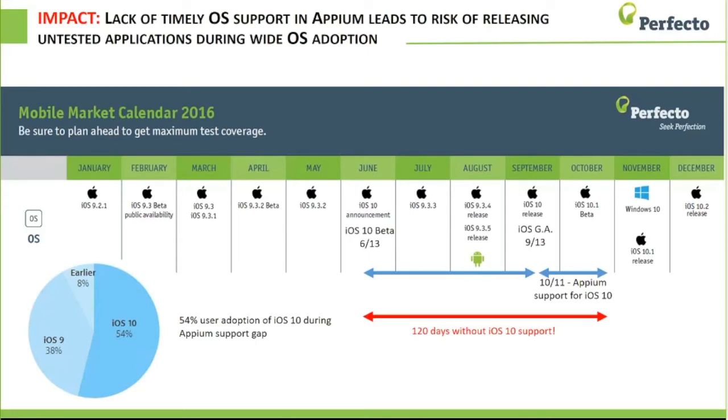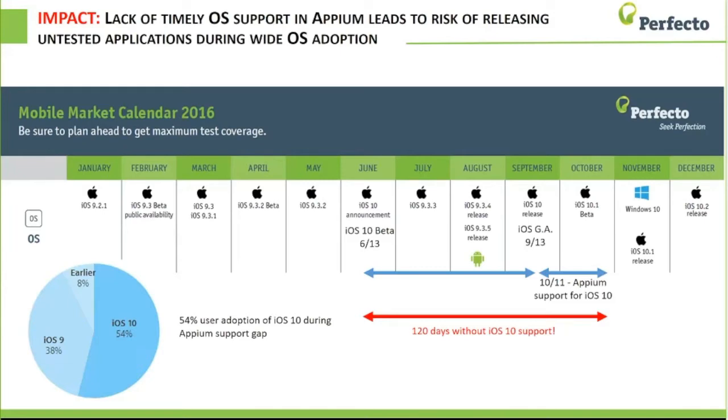Now, why is that important? Well, that's important because during that period, according to stats, 54% of iOS users have upgraded to iOS 10. So essentially, you have a gap as an organization. You have a gap when you're not testing on a predominant operating system for 120 days. For a lot of our customers, that is simply an unacceptable duration of time, right? They need to start testing on betas so that when iOS 10 or the next version of iOS or Android hits GA, their application is already prepared for it.